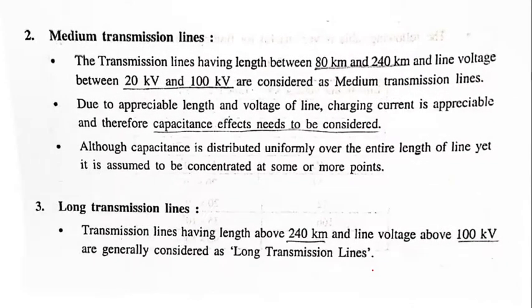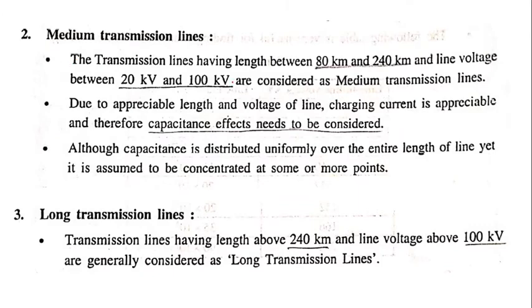Now in a medium transmission line, the transmission line having length between 80 kilometers to 240 kilometers, the line voltage between 20 kV and 100 kV. These are the parameters for the medium transmission line. Due to the appreciable length and line voltage, the charging current is appreciable and therefore capacitance effect needs to be considered. So in a medium transmission line, we are going to consider the capacitance effect while calculating the parameters.